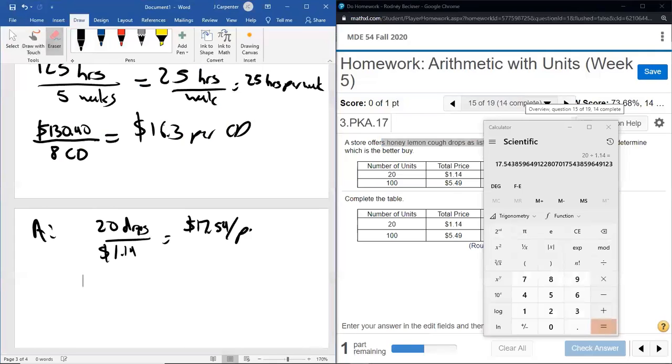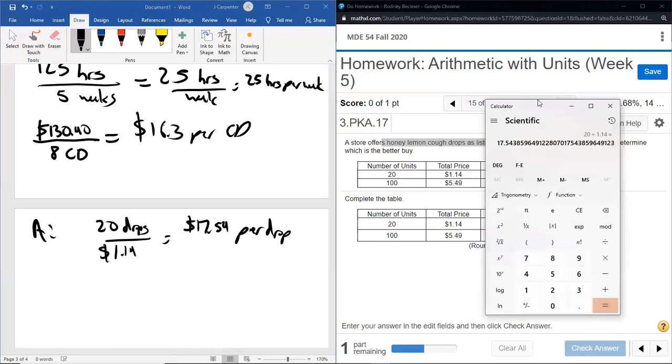Oops, I didn't mean to write the slash. That's per drop. Hold on one second. I have a contractor coming to my house, and I'm just making sure he wasn't earlier than he was supposed to be. He's supposed to be here in about 10 minutes.